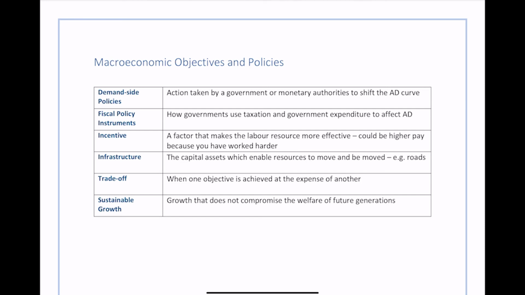And then finally, we've got sustainable growth, and this is growth which does not compromise the welfare of future generations. You could have a lot of growth, but you might be doing that at the expense of the environment and the long-term future. So sustainable growth is when you take that into account, and the growth you're achieving now isn't affecting the growth of future generations.